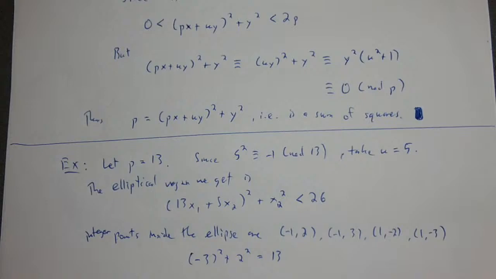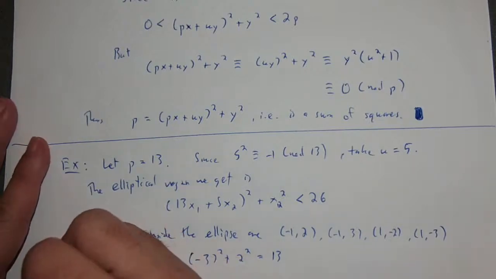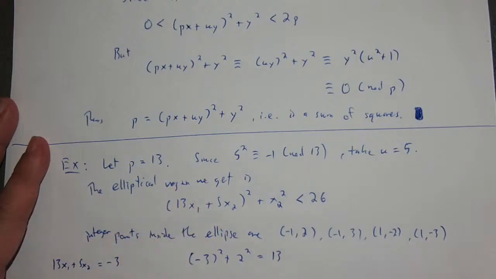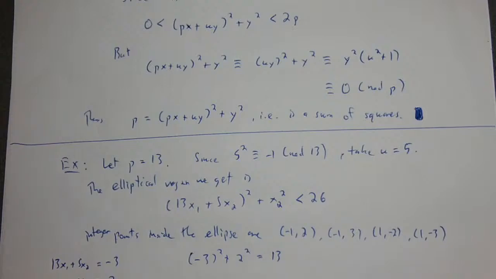Where did I get this from? Well, 13 x sub 1 plus 5 x sub 2 was supposed to be minus 3, and x sub 2 is supposed to be 2. So that's what I get from this point. Minus 1, 2. So each of these points is going to correspond to a solution to this. It's going to give you a different way of writing this as a sum of squares.